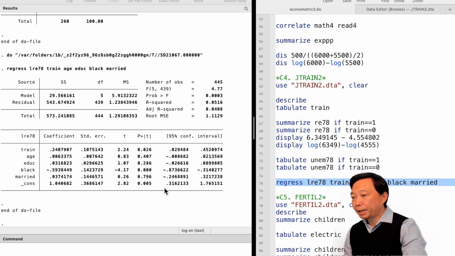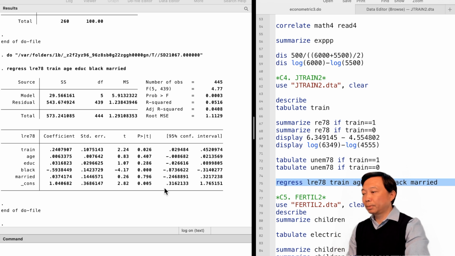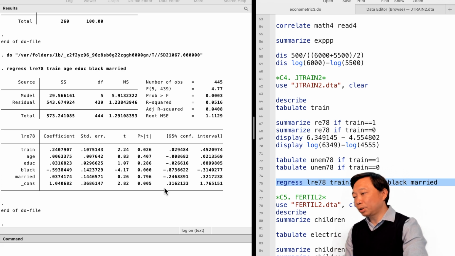For example, we can regress log earnings on the indicator variable train and some control variables: age, education, black, and married. We find that the estimated coefficient for job training is 0.24. It suggests that, on average, the workers who receive job training earn 24% more than those who did not, holding other relevant factors constant. The effect is significantly different from 0 at the 5% level.